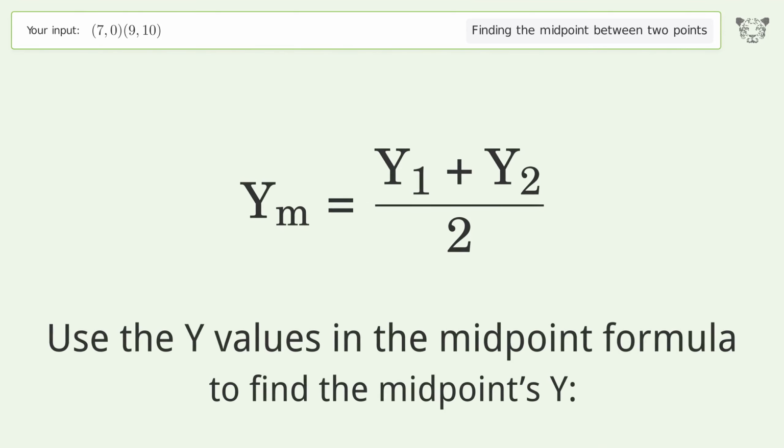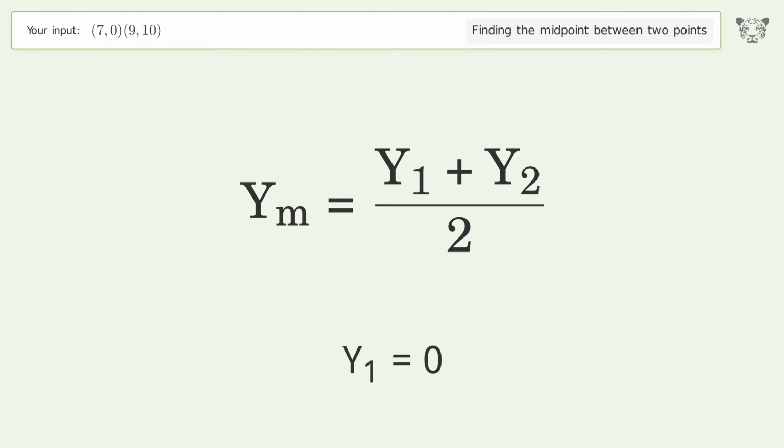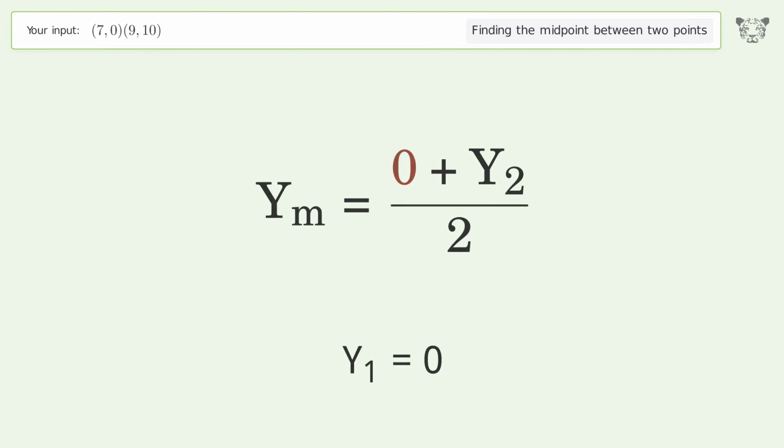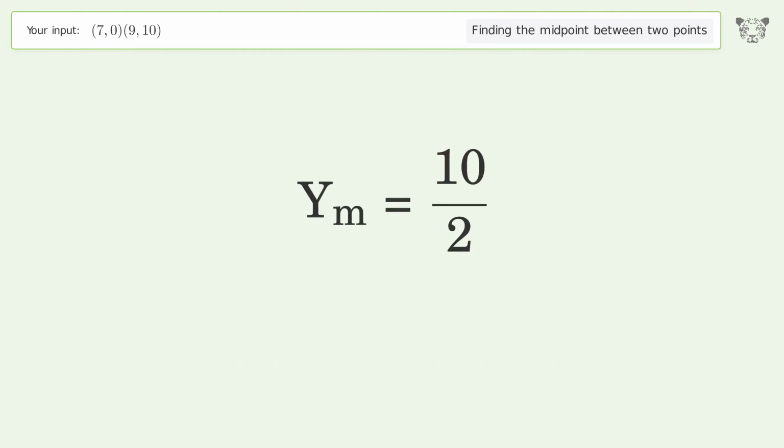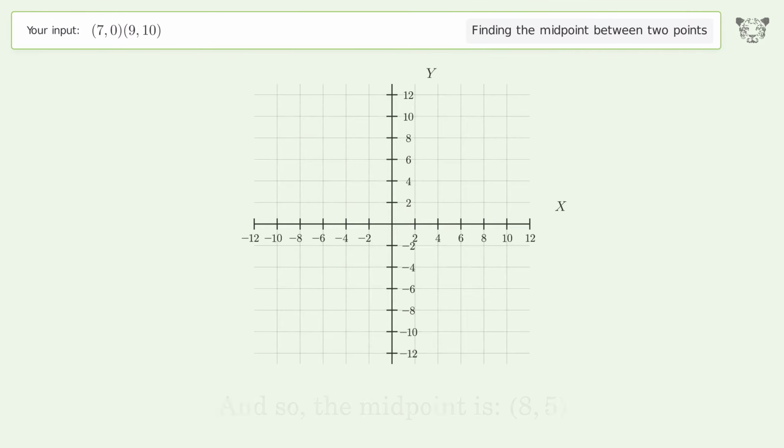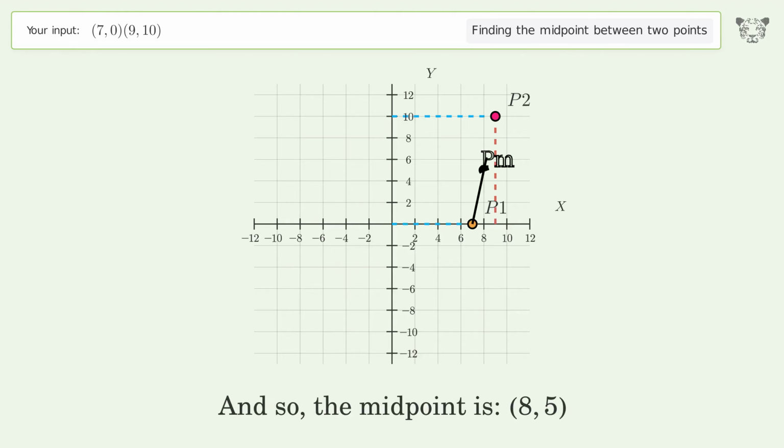Use the y values in the midpoint formula to find the midpoint's y. y1 equals 0. y2 equals 10. Simplify the arithmetic. And so, the midpoint is 8,5.